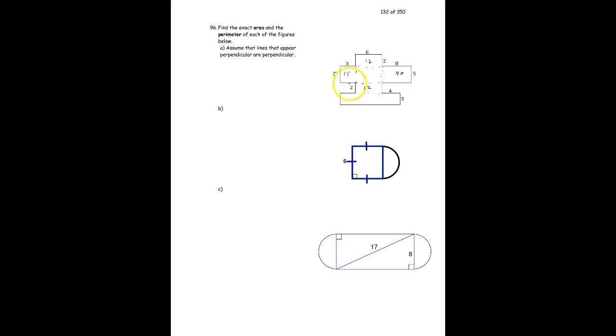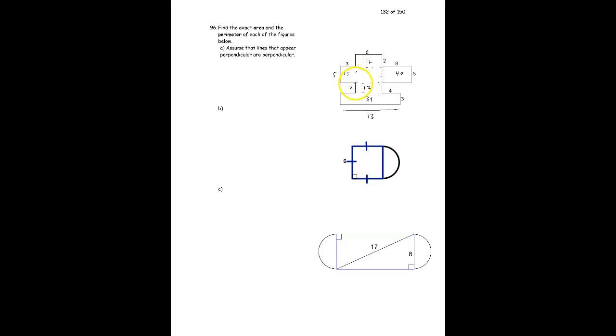This bottom one, we have to do a little work here. This is 3 plus 6 plus 4. So this bottom is 13. Again, the way I found that is 3 up to here, plus 6 gets you to 9, plus this 4 gets you to 13. So 13 times 3 is 39.